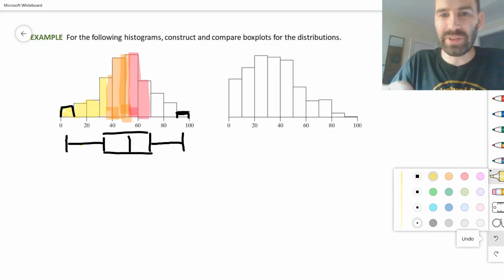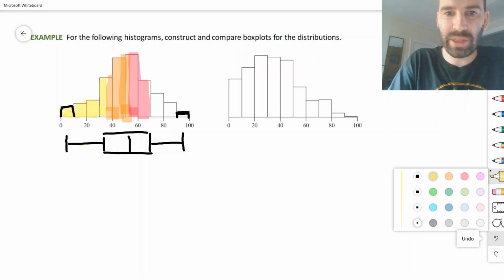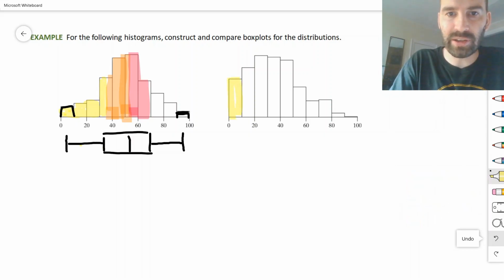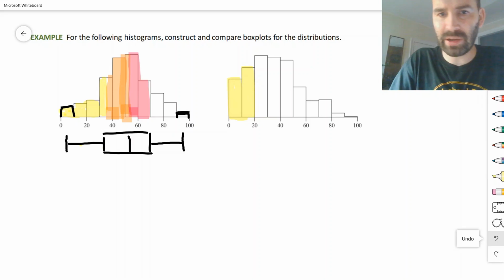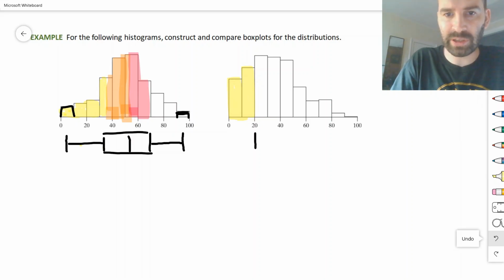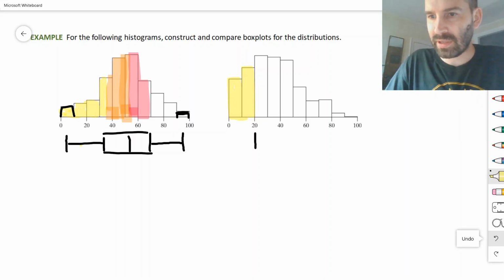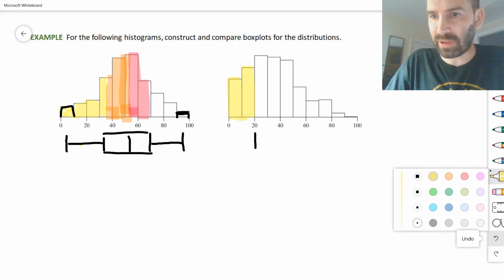On this one, I'm going to start filling in the histogram until I think I've got about a quarter of the data. So that much, about a quarter of the area under the whole thing. That might be about it right there. So maybe my first quartile is right there. Now let's try to get the second quarter of the data.